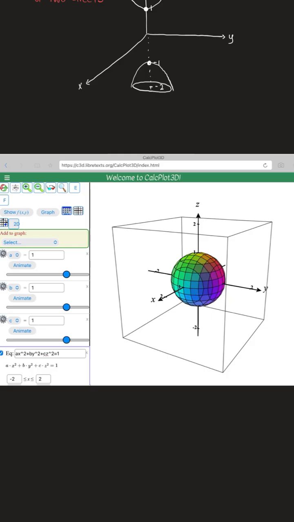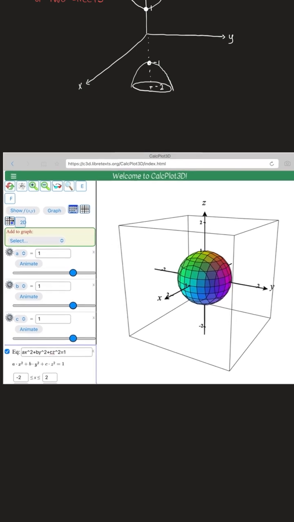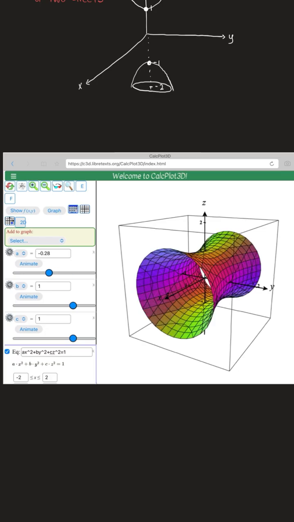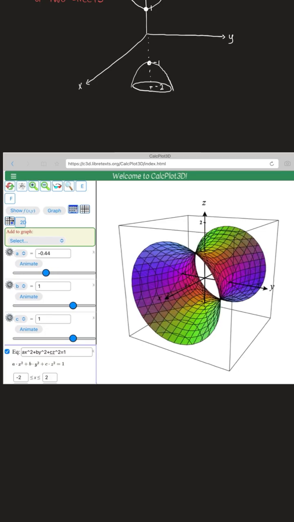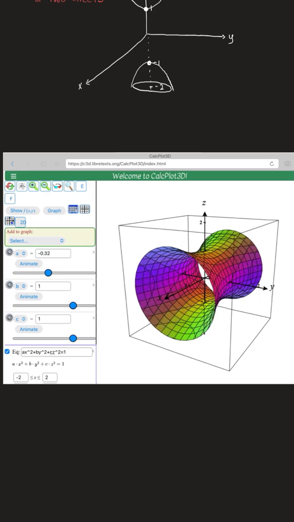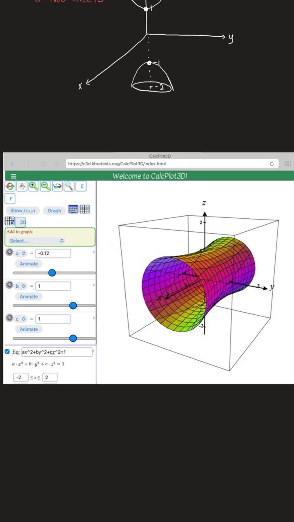So I'm going to start with a being negative and show you how if one of the parameters is negative, we will generate that hyperboloid of one sheet. So if we slide the slider for a and make it negative, notice what's happening. As it becomes negative, this opens up to our hyperboloid of one sheet that runs parallel to the x-axis. So it will always run parallel to the parameter that's negative.